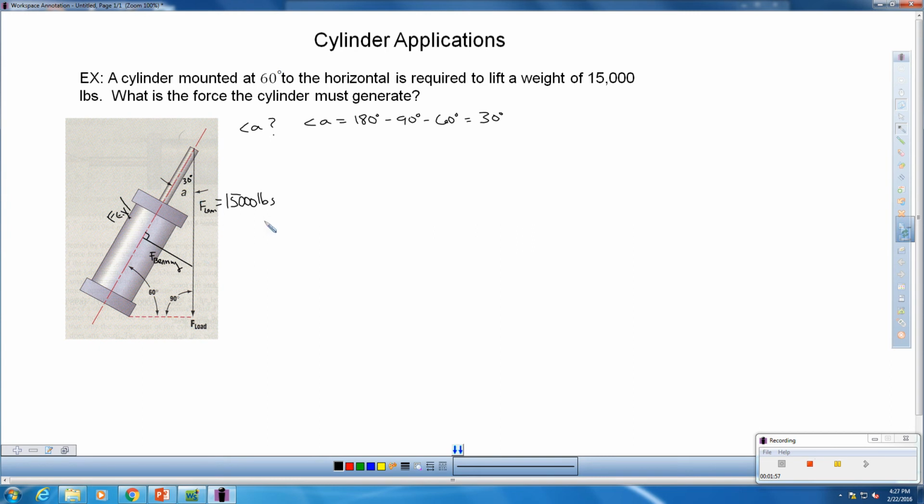To write this, I can say cosine of 30 degrees equals adjacent, which is our cylinder force, over our hypotenuse, which is our load force. And this is CYL here if you can't read well. Right now we are calculating the cylinder force, so we have to solve this algebraically.